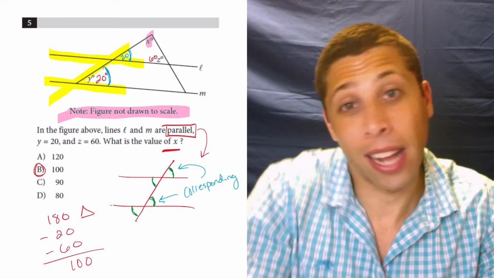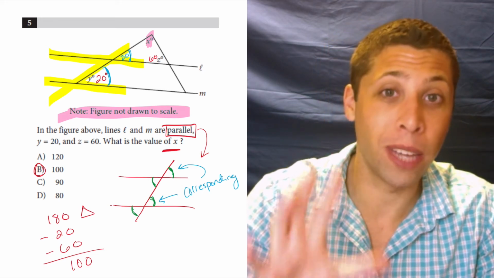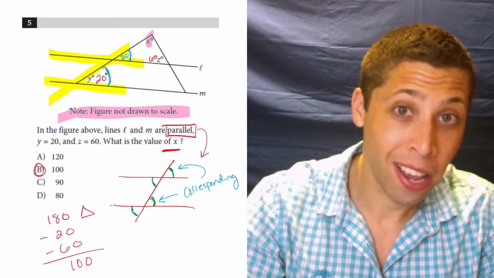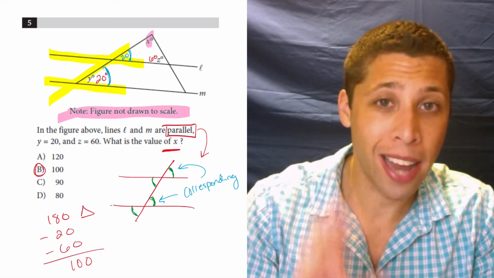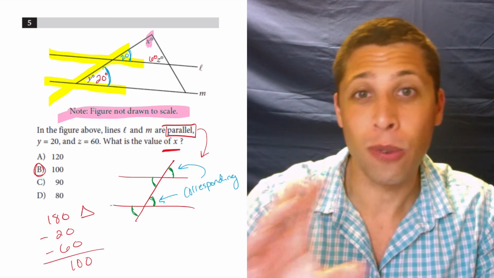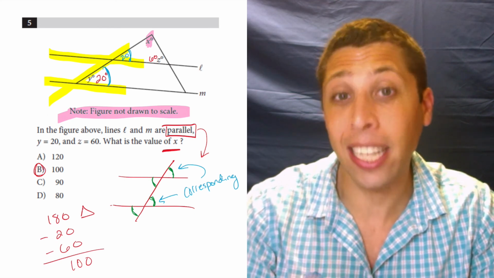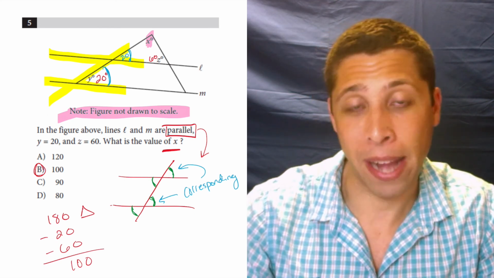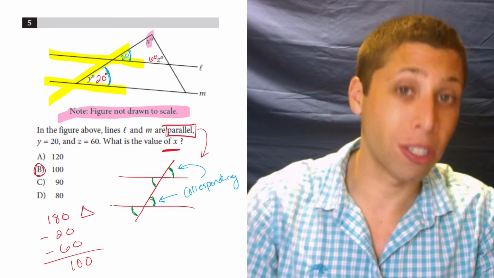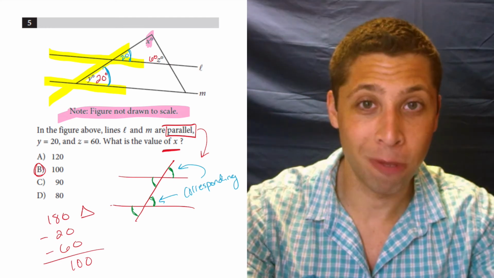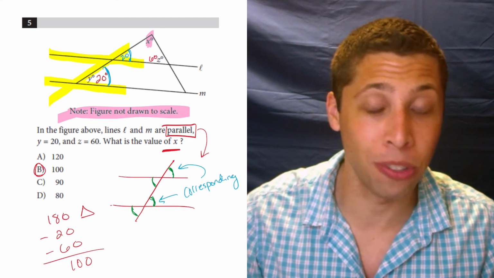And so that can be scary, but I'm here to tell you that if they announce that it's not drawn to scale, you cannot let that deter you. You cannot let that throw you off. It is likely that your answer will not match the picture. That's part of the challenge of the question. So just deal with it. Trust the numbers, trust the math, trust the rules, and you'll be fine.